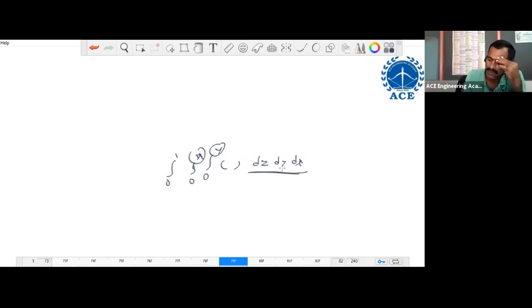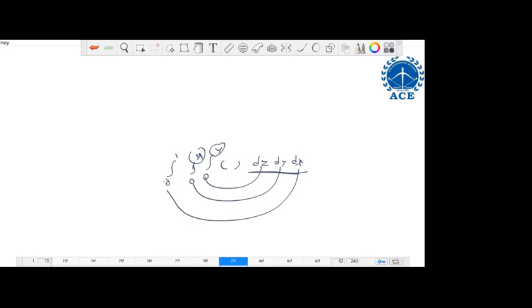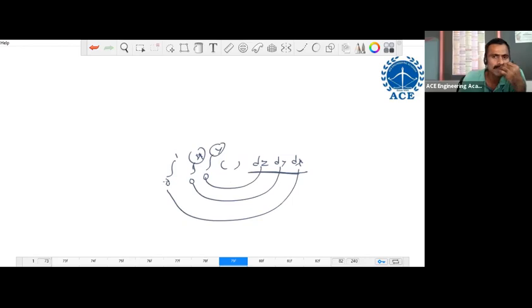According to this order, we choose: the innermost is for the inner integral, the middle is for the middle integral, and the outermost is for the outer integral. Like this, we can choose. If we choose this way also, we can get the possible answer. We get the same answer.